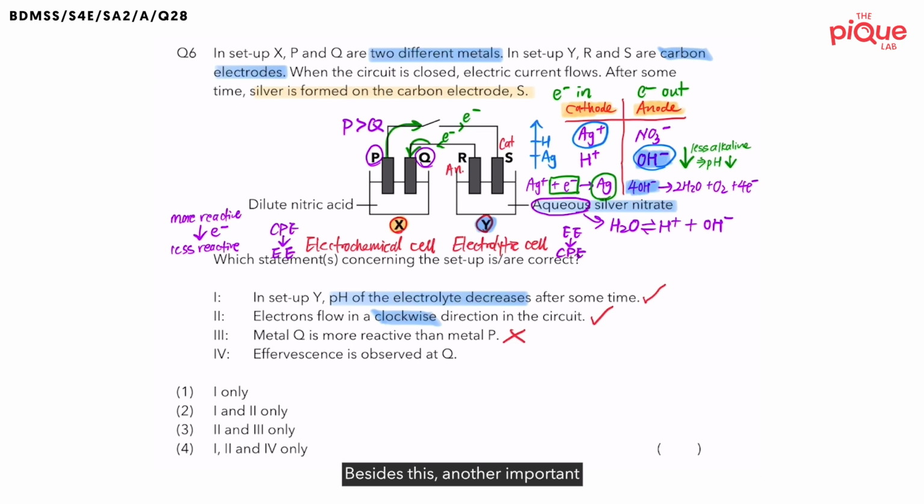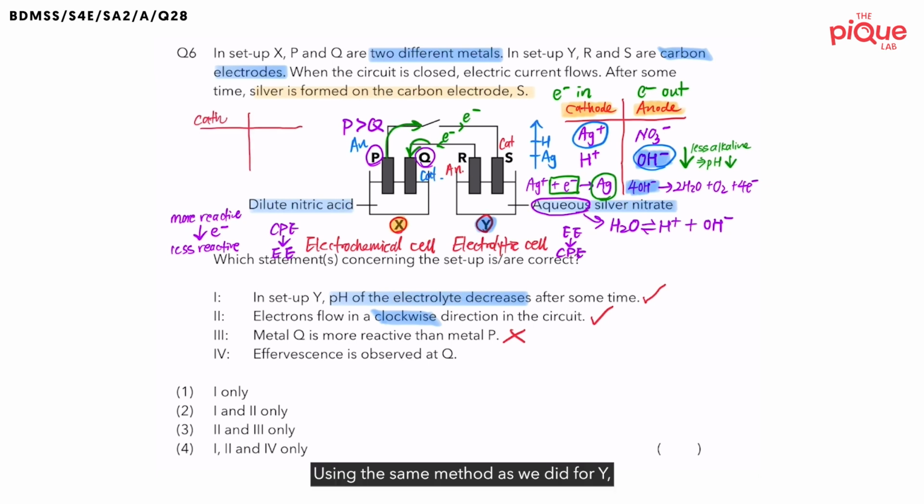Besides this, another important concept tested here is that the more reactive metal prefers to be oxidized, hence it will become the anode, and vice versa. As such, P is the anode and Q is the cathode. Finally, let us try to figure out the products at P and Q. Do know that for X, we have dilute nitric acid as the electrolyte.